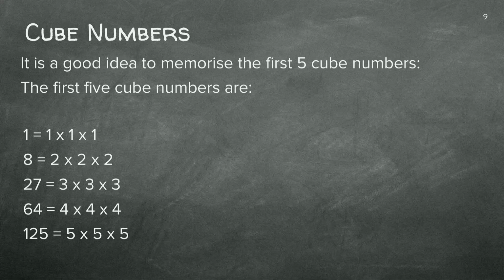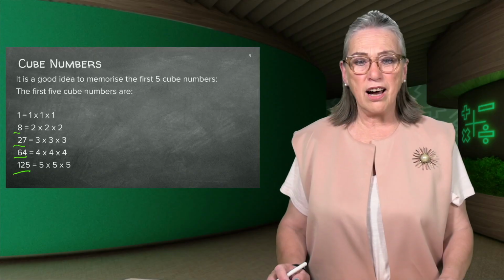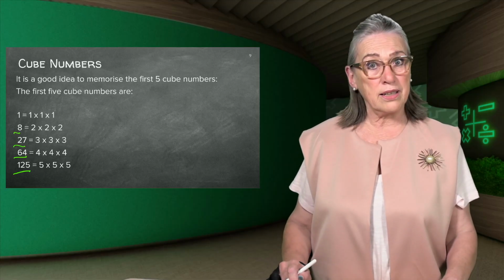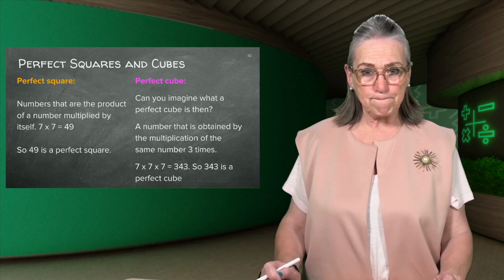So remember, 1 times 1 times 1 is a cube number. The cube of 2 is 2 times 2 times 2, which is 8. 3 times 3 times 3 is 27. 4 times 4 times 4 is 64. And 5 times 5 times 5 is 125. You can always work it out, but it's nice if you can try and memorize the first 5 over a few days. Okay.